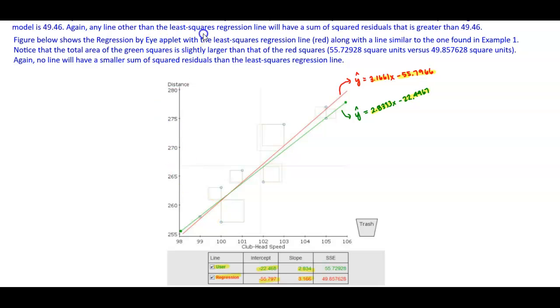Now again, it's showing that the least squares regression line, which is red, along with the line similar to the one found in example 1 here. Now notice that the total area of the green squares, okay, which is 55.72928, is slightly larger than that of the red squares, which is 49.857628. Again, no line will have a smaller sum of squared residuals than the least squares regression line.